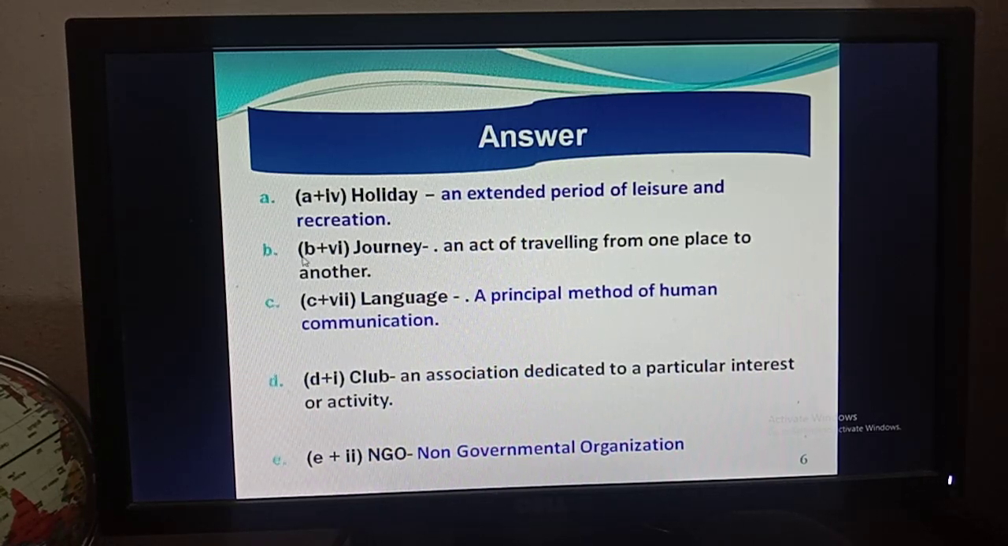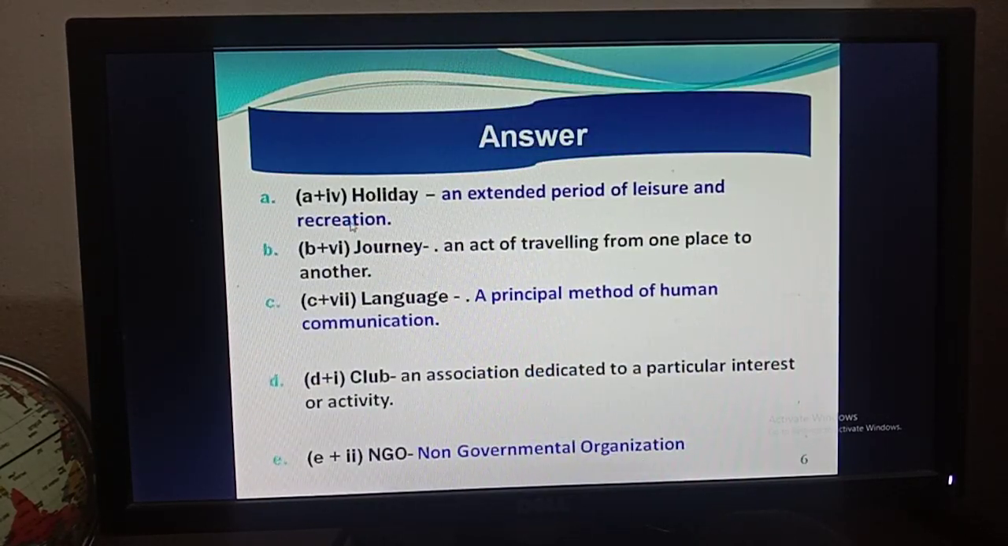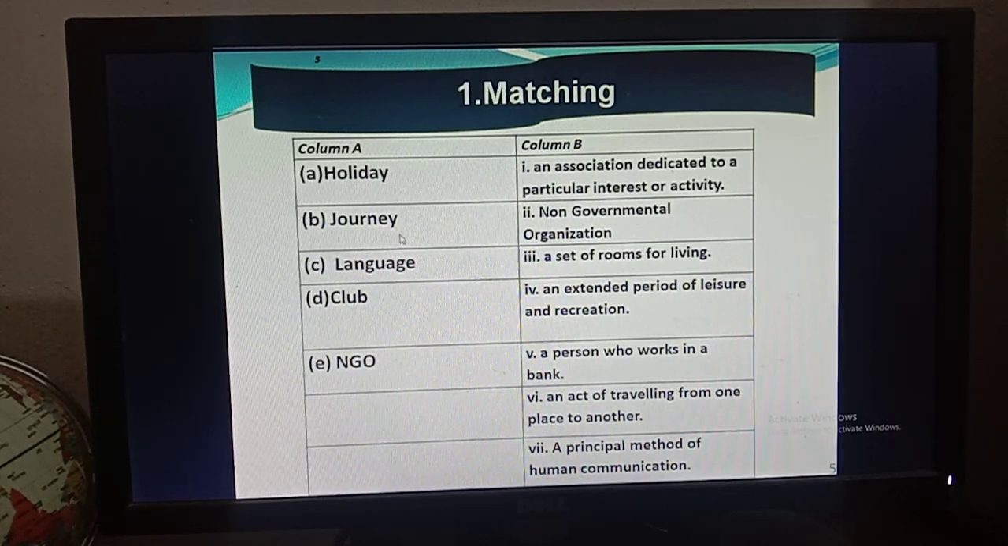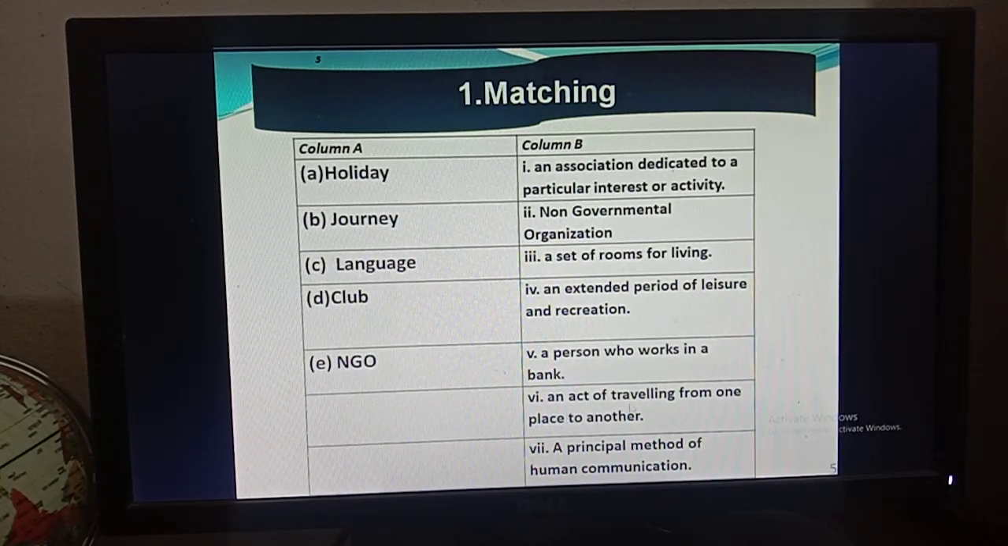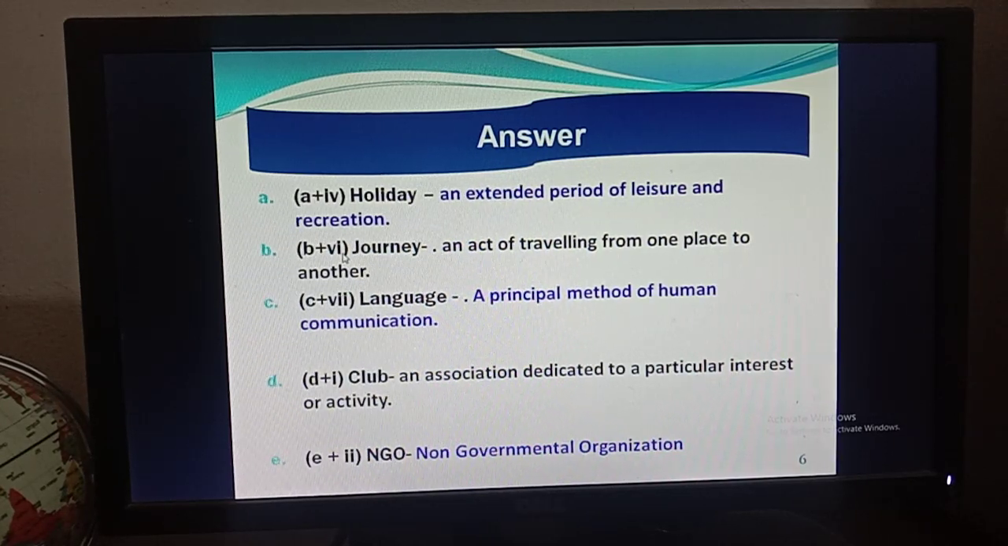So B was journey. Journey goes with column B number 6. The meaning of journey is an act of traveling from one place to another. So you will write like me. First of all, you will put the letter B, then a plus sign, then the number of column B, 6, then journey, then the meaning, an act of traveling from one place to another.